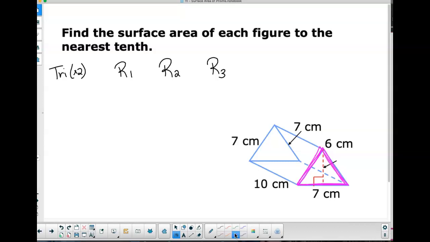If I only had to look at that pink triangle, what numbers are on that triangle? Tyler? 6 and 7. So 6 times 7 divided by 2. 42 divided by 2 is 21. That's only one of the triangles, so then I have to times by 2. So 21 times 2 is 42.